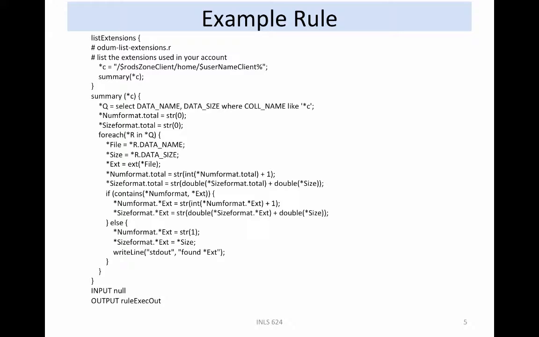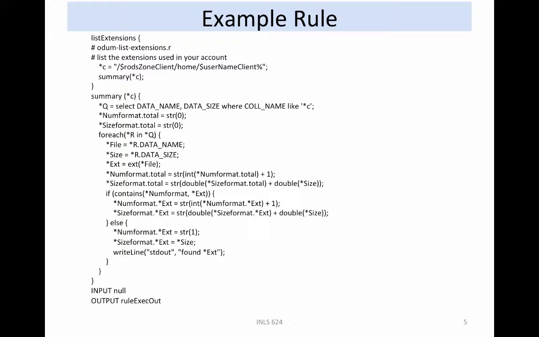The select statement retrieves the file names and file sizes. List elements for total size and total number are created and initialized to 0. In the loop over the files, a policy function, ext, is called to extract the extension from the file name. The total size and total number are incremented.